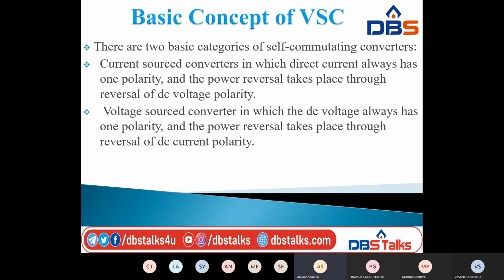In the voltage source converter the DC voltage always has one polarity. In the previous one, the current source converters, the direct current always has one polarity. But in the voltage source converter the power reversal takes place through reversal of DC current polarity, whereas in the current source converter the power reversal takes place through reversal of DC voltage polarity. So these are the current source converter and voltage source converter functionalities.